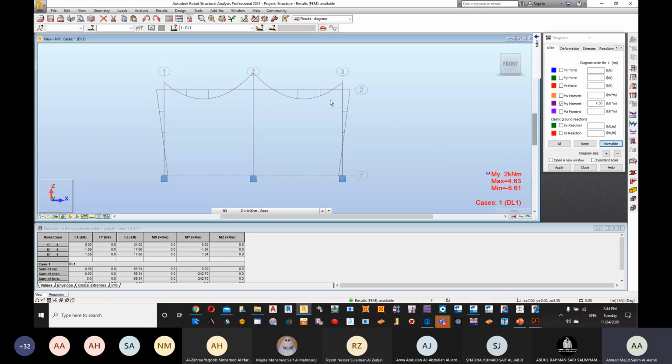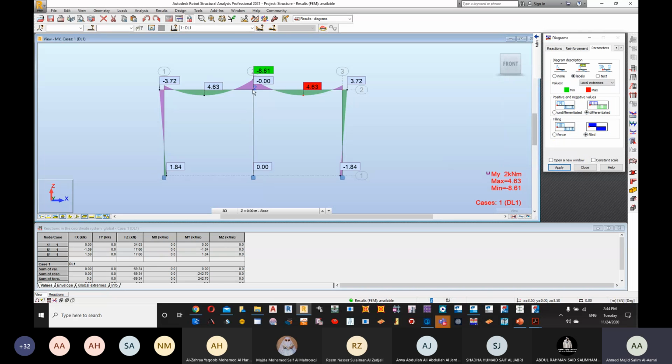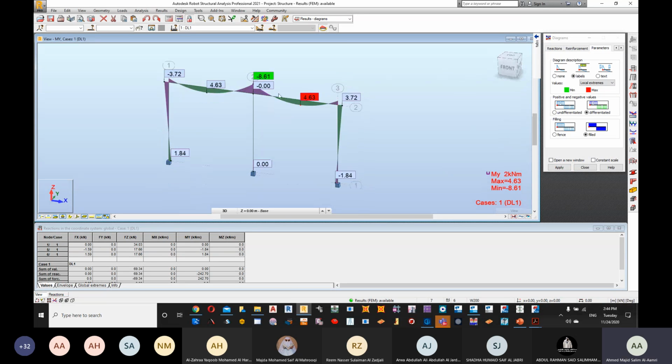No. Why didn't it shift? Because the moment of the first span and the moment of the second span are equal to each other. Let me try to make it a little bit clearer. You can see 4.63 here, 4.63, and then we have 8.61 for the moment on this side, 8.61 for the other side, and the moment of the column is equal to 0.